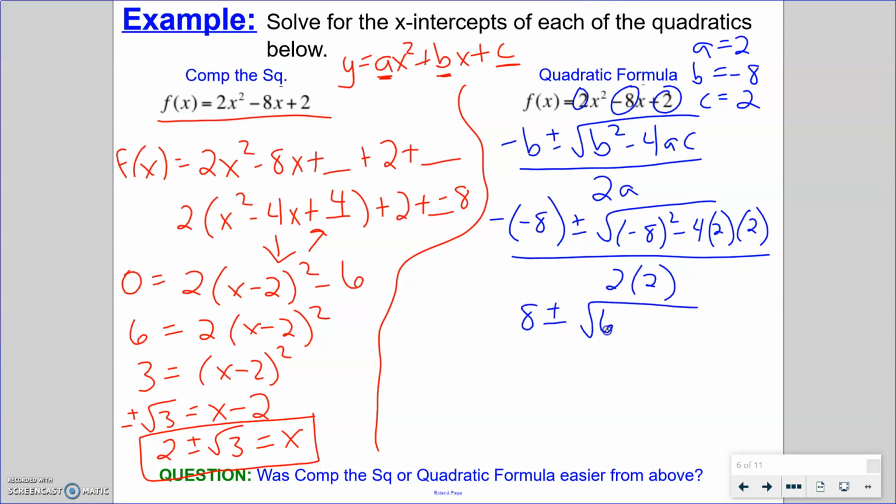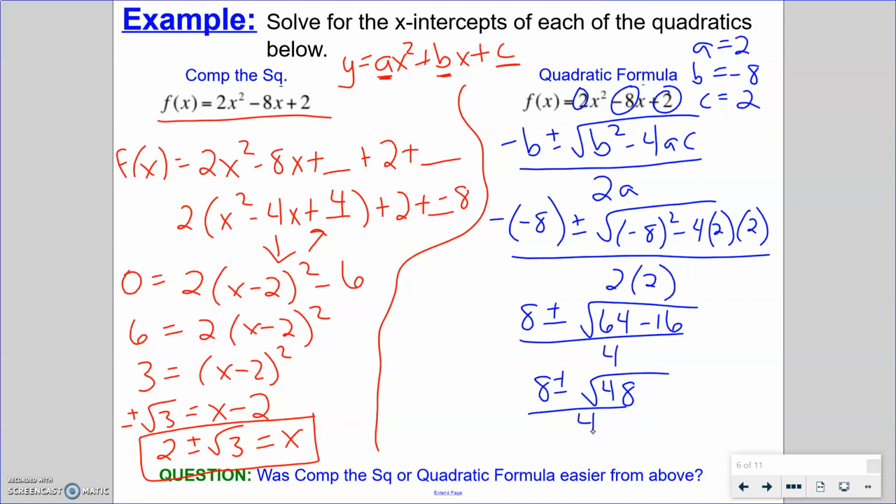Negative 8 squared is 64. 4 times 2 is 8. 8 times 2 is 16, so minus 16, all over 4. Now I've got 8 plus or minus, I need my calculator here. 64 minus 16 is square root of 48.